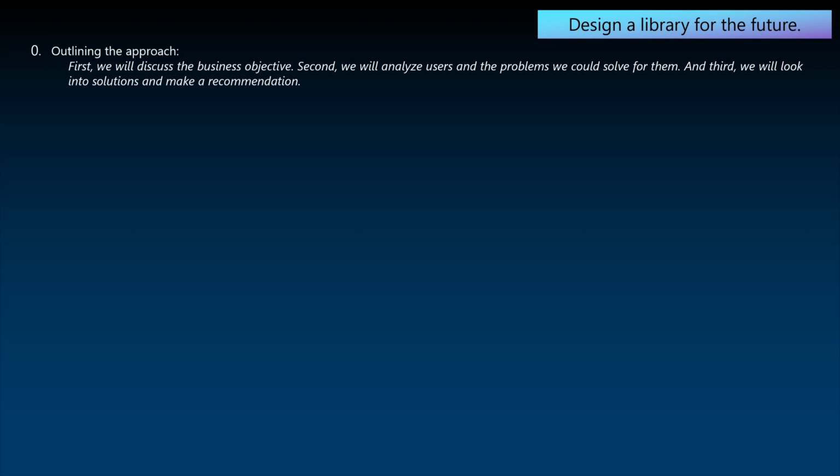So what I'll do is I'll start by outlining the approach we are going to take. Basically, I'll go something like this. First, we'll discuss the business objective. Second, we'll analyze users and the problems we could solve for them. And third, we'll look into prospective solutions and go ahead and make a recommendation.